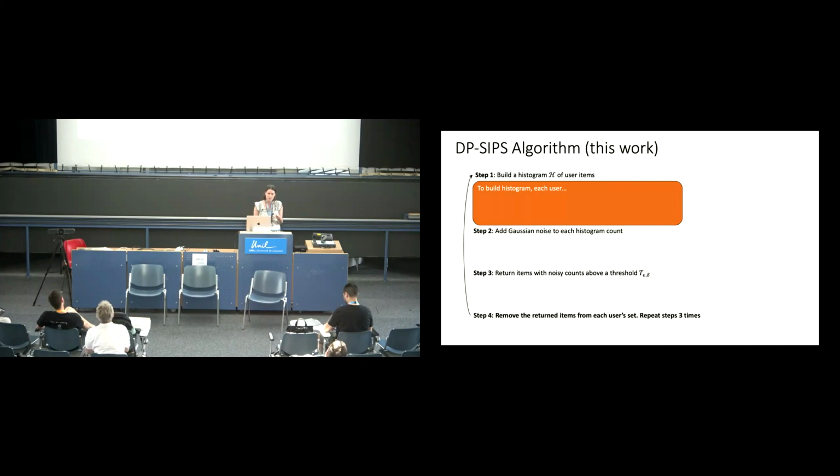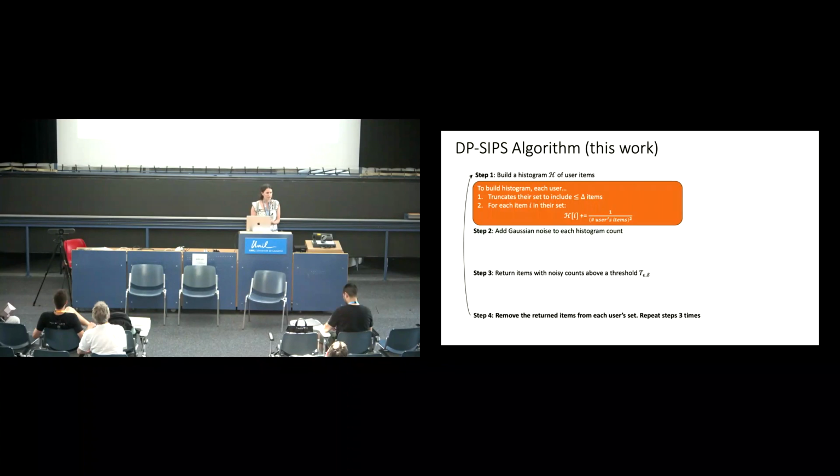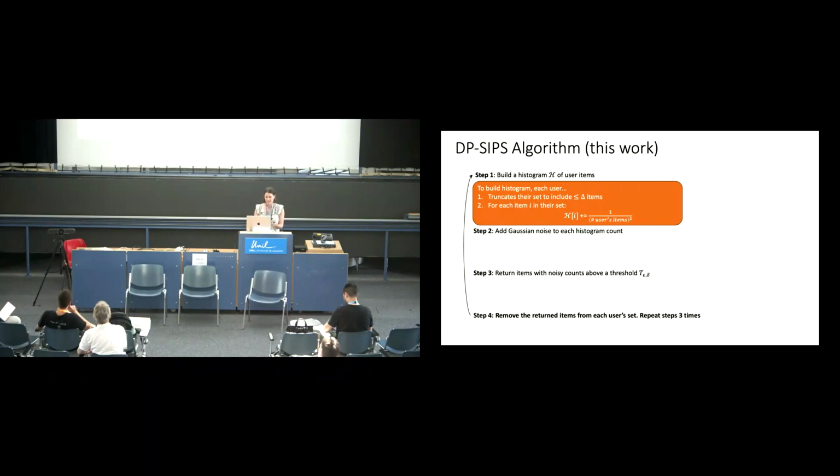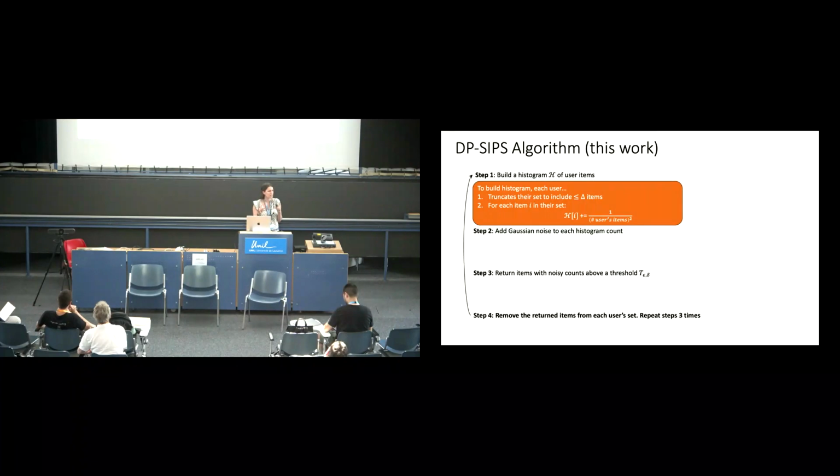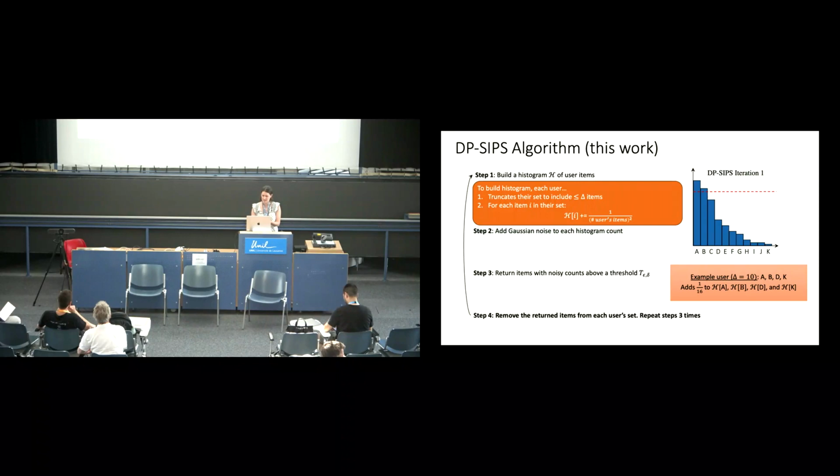Okay, so the way that we build our histogram is similar to this stable histogram style algorithm. So what we do is each user will truncate their set to some bounded number of items. And then for each item that remains in their set, they'll increment the histogram by 1 over the number of items that they have, squared. And this part is sort of important for understanding how we get accuracy gains. So I'll explain that next.